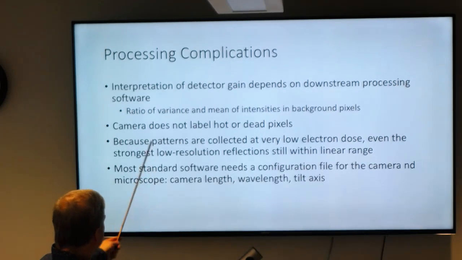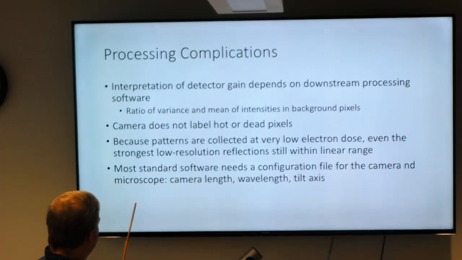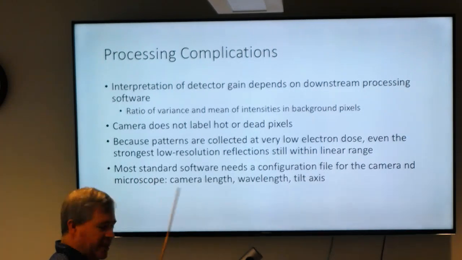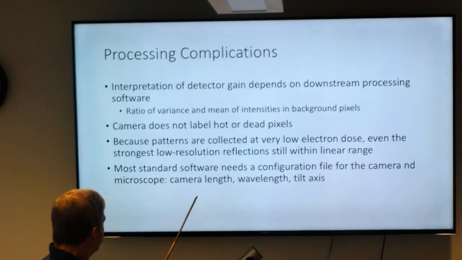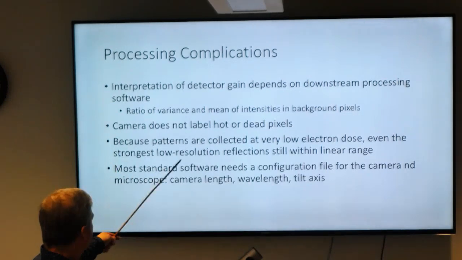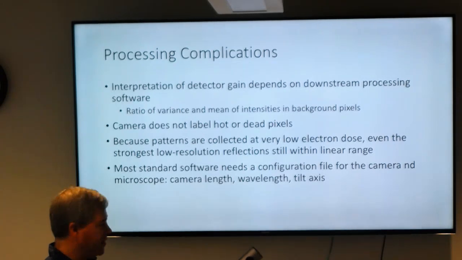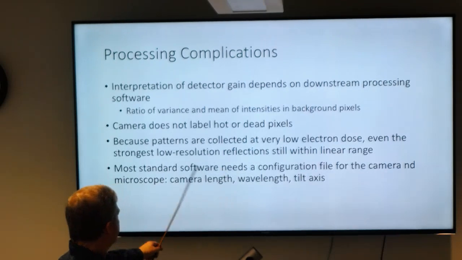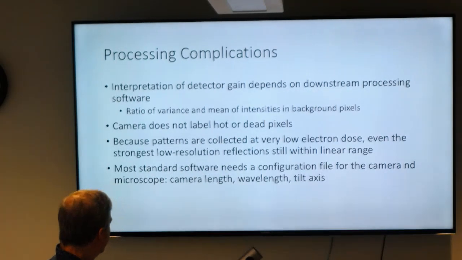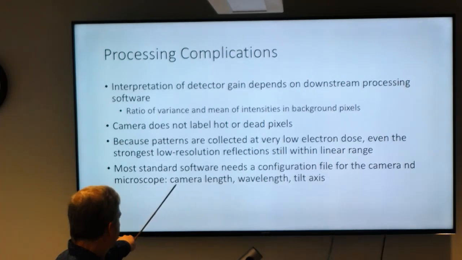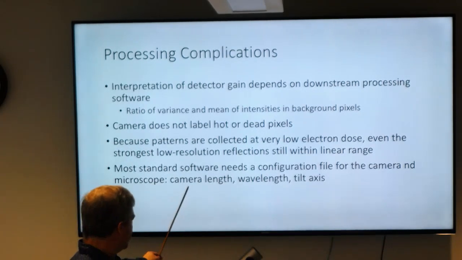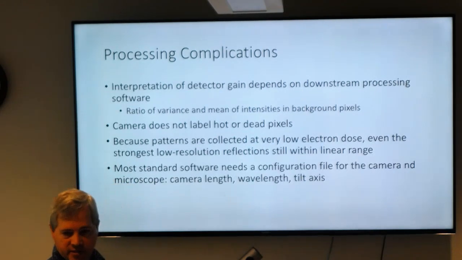There are further complications: you have to make sure that the gain is okay, and that the meaning of the relative intensities is well understood. The camera, at least the 416 camera, doesn't label hot or dead pixels, so you have to be aware of that in the rolling shutter mode. You also have to collect at a very low dose, so that even the strongest low resolution reflections are still within the linear range of the camera. And finally, in the software you have to be able to configure the camera length, the wavelength, and where the tilt axis is.